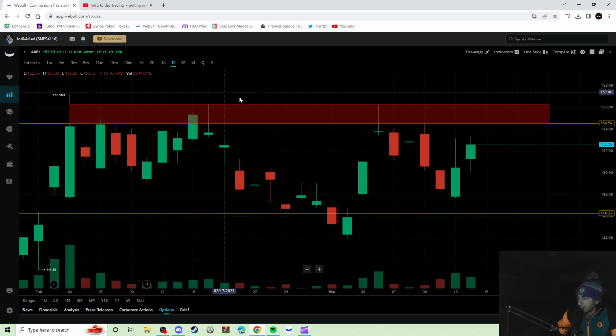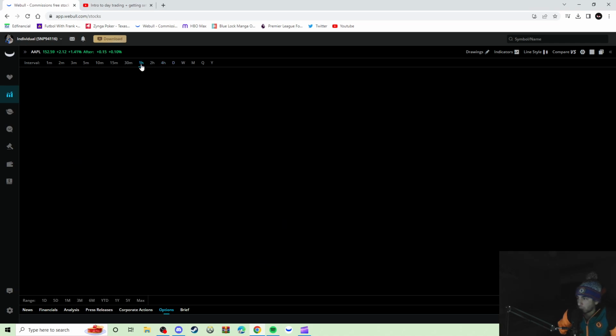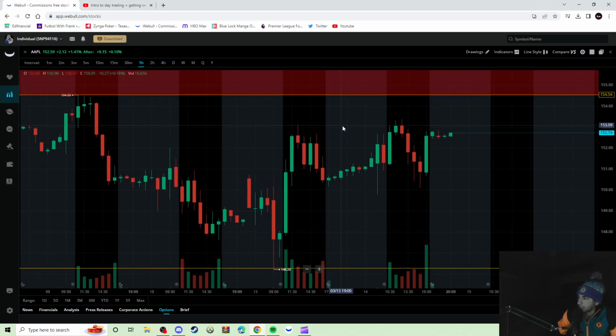Or if you don't want to plan a trade that far out, you can go on a smaller time frame, because this is a daily time frame. Each one of these is a daily candle. You could go to a 4-hour. You could go to a 1-hour chart, depending on what you want to trade.